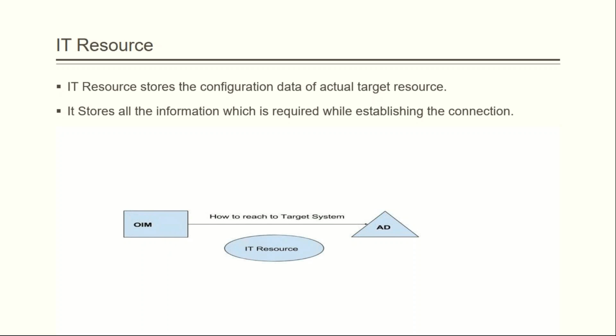But as we know, OIM and AD are completely different platforms, right? It's like a Japanese person wanting to talk with an Italian guy. If they want to communicate, how will they do that? There should be some common medium, a translator. So in terms of OIM, the task of translation is achieved using the concept of connectors.